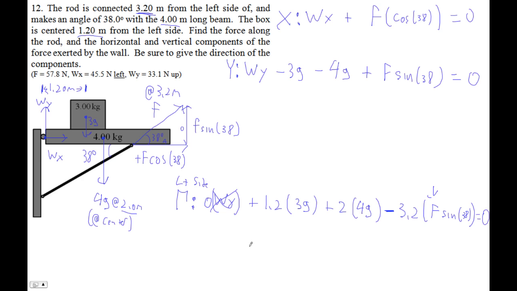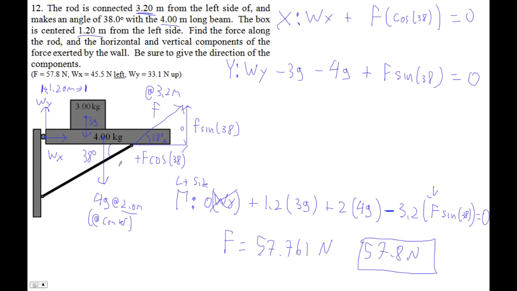So I'm going to go 1.2 times 3 times 9.81, plus 2 times 4 times 9.81. Get that answer. And then I'm going to divide by 3.2 and divide by sine of 38. I'm getting 57.76, so that would be 57.8 newtons.